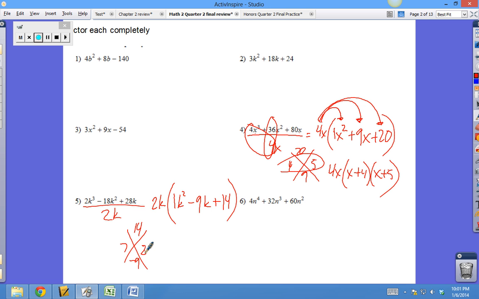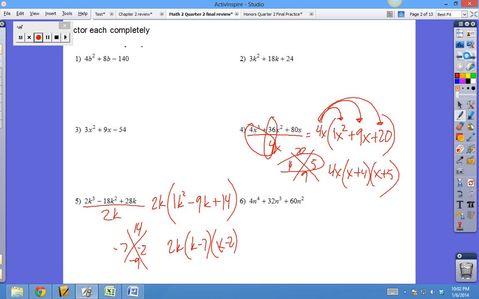But they both must be negative, because a negative 7 and a negative 2 is going to be a negative 9, and a negative 7 times a negative 2 is going to be positive 14. So my final answer is going to be 2k times k minus 7 and k minus 2. So those are the ones that are a little bit harder, but only because first you have to simplify them down. You've got to divide out what each piece has in common.